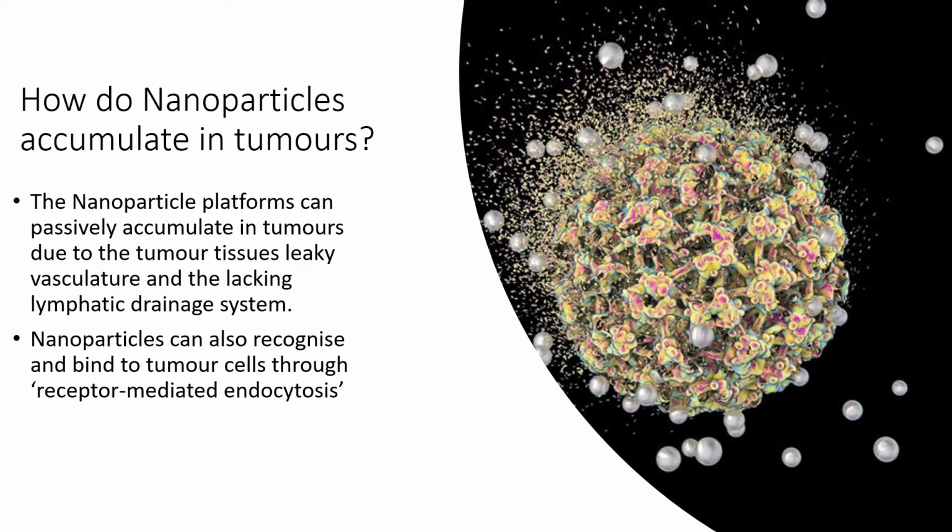How do nanoparticles accumulate in tumors? The nanoparticle platforms can passively accumulate in tumors due to the tumor tissue's leaky vasculature and the lacking lymphatic drainage system. Nanoparticles can also recognize and bind to tumor cells through receptor-mediated endocytosis.